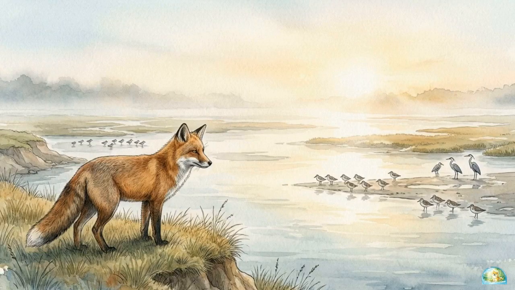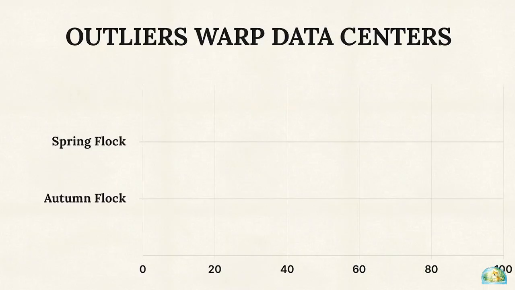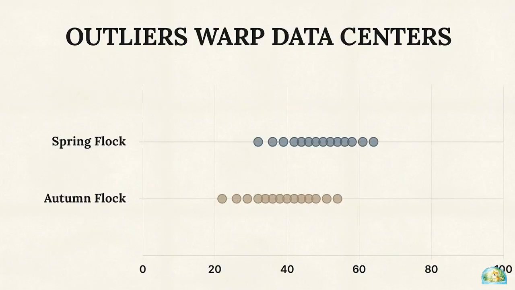When we count two different animal groups out here, we compare them by looking at how their data is shaped, where it centers, and how widely it spreads. Take these two counts, a spring flock and an autumn flock. Setting them side by side reveals the patterns in each population.